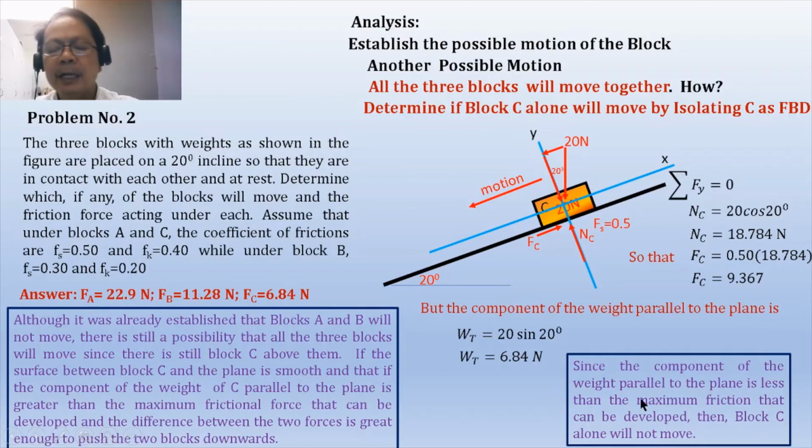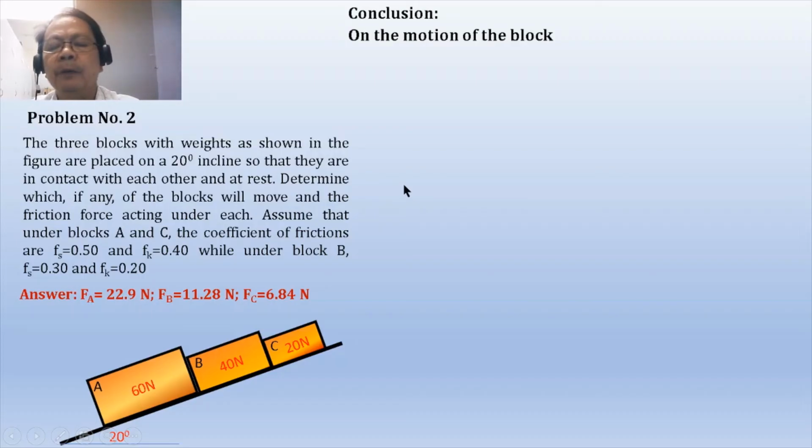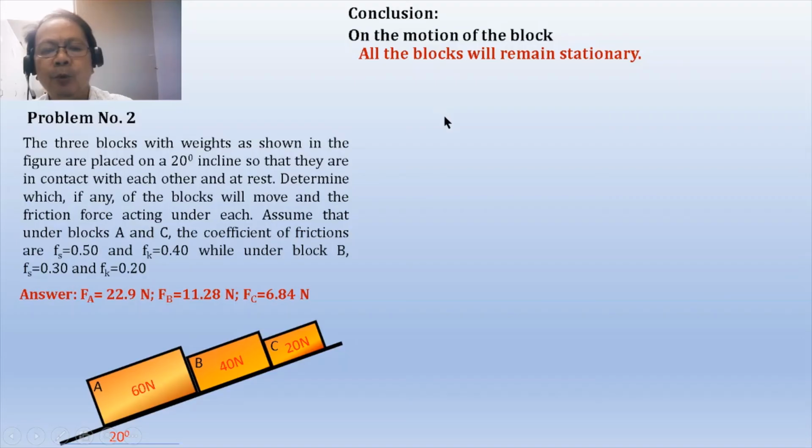So, if block C cannot move, blocks A and B will not also be moving. Therefore, what conclusion are we going to have? So, conclusion natin on the motion of the blocks, ano sabi dyan? All the blocks will remain stationary. So, ibig sabihin, walang makagagalaw sa kanila. But if there will be no blocks that will be moving, how are we going to compute for the frictional force that will be developed under blocks A, B, and C?